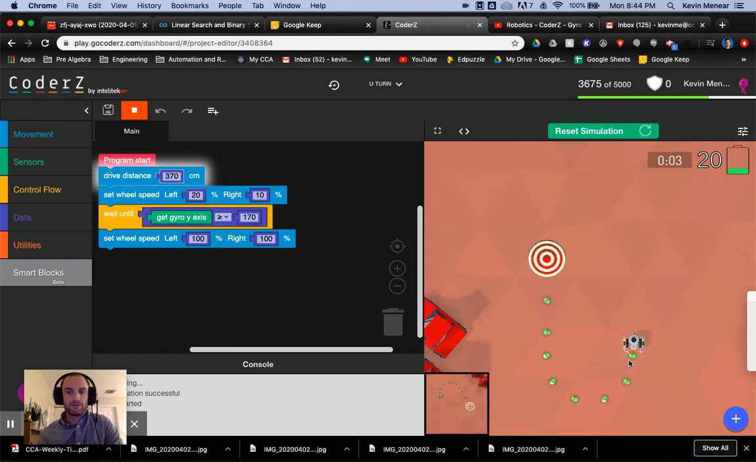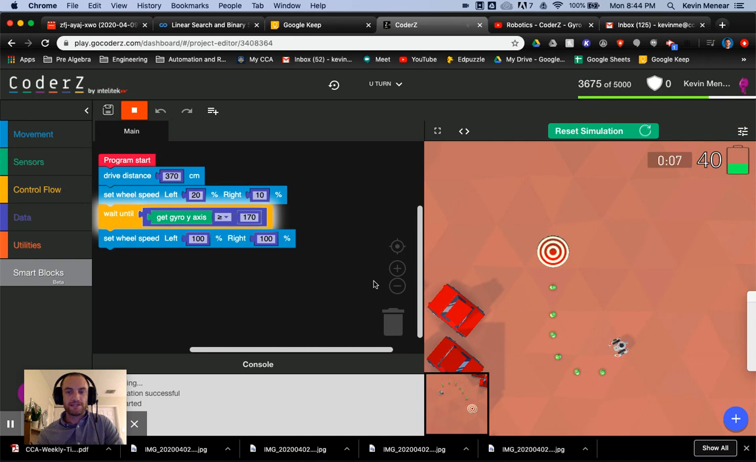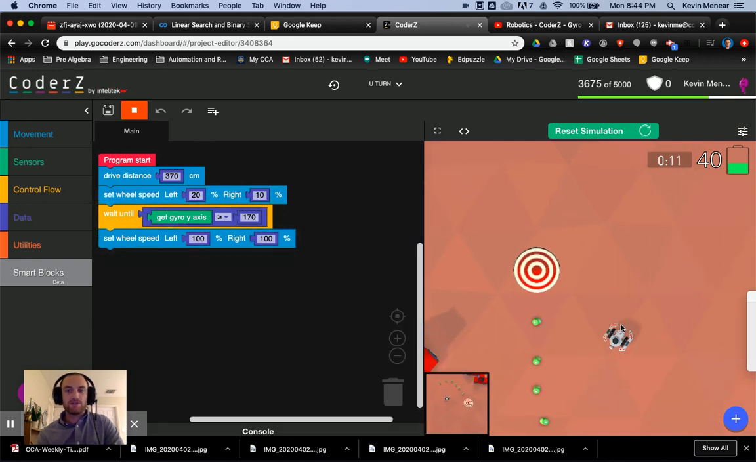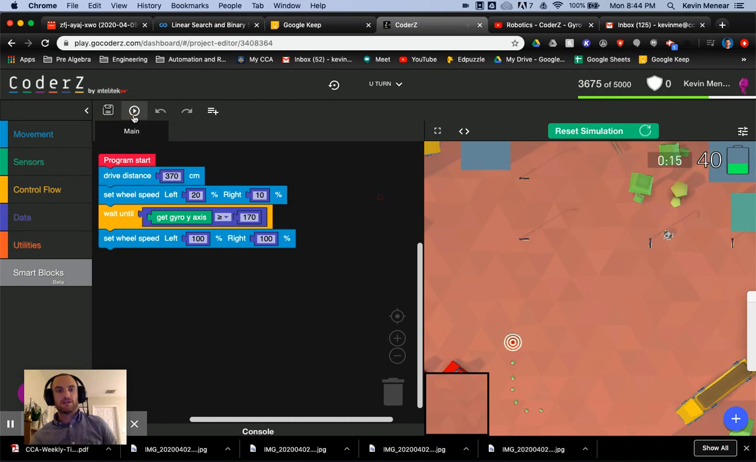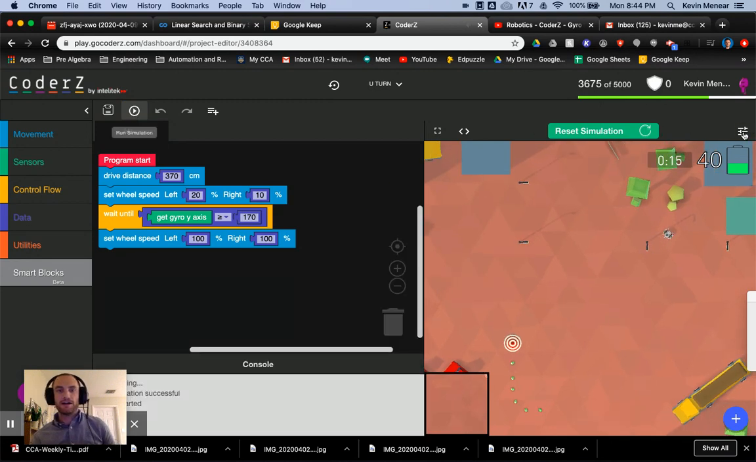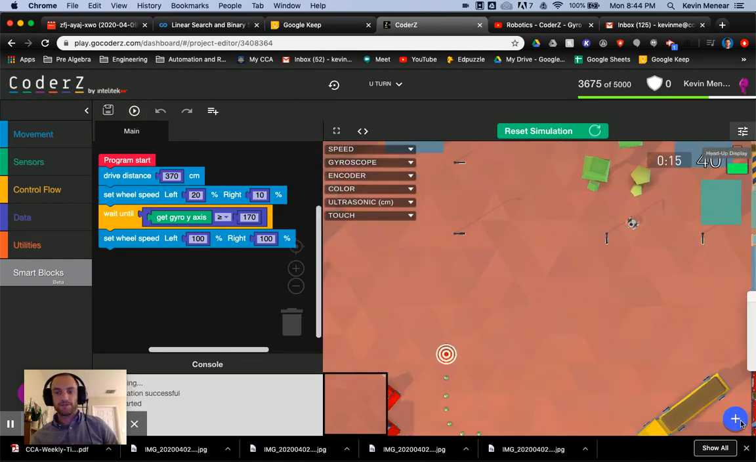So I go forward. So it drove my distance. And now I see that that turn was too tight. Okay, the turn was too tight and it overshot. So I need to make my turn not as tight. Okay, a little bit looser of a turn.